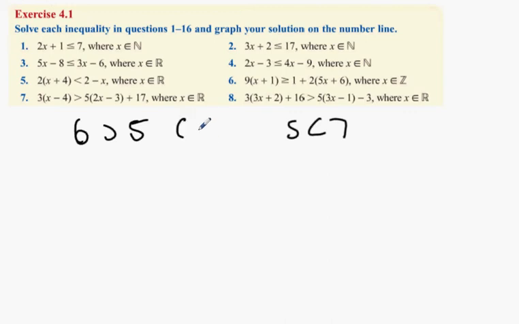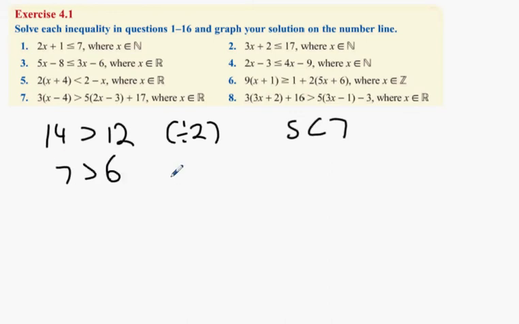What happens if we multiply, I'll put in 2 even numbers just so we can be really obvious about it. 14 is bigger than 12. Everybody agreed? Okay. What happens if I divide both sides by 2? What happens? 7 is greater than 6. So dividing by a positive number is okay. Would you agree with that?